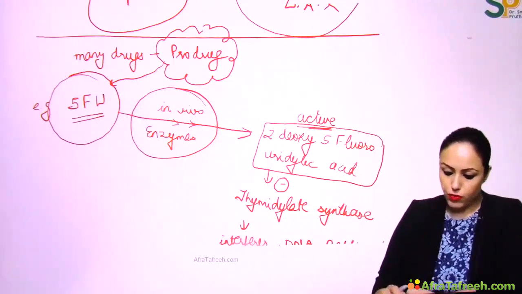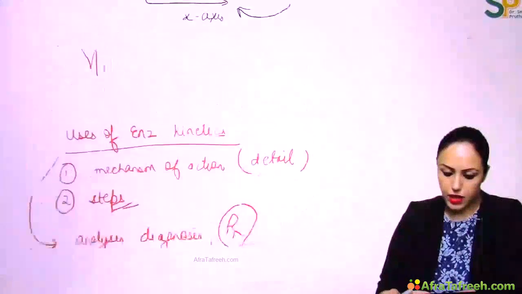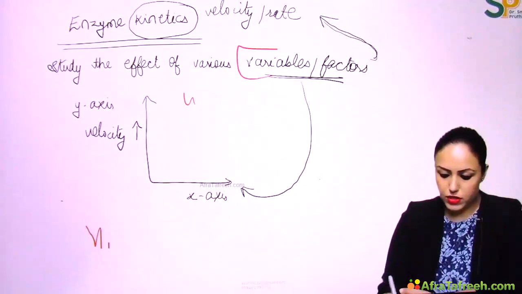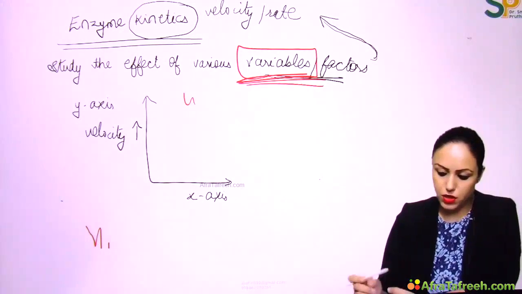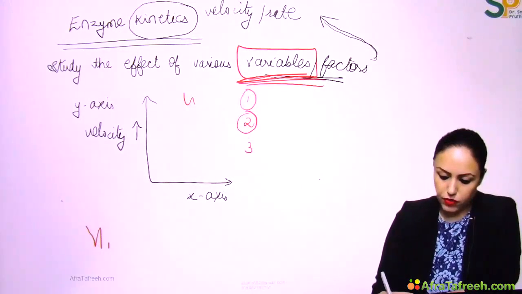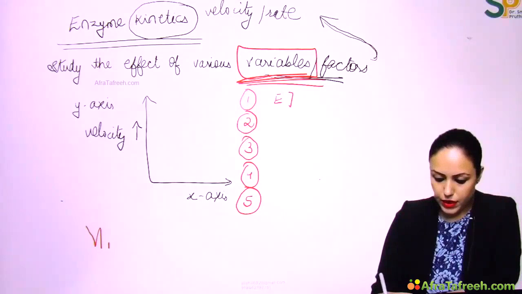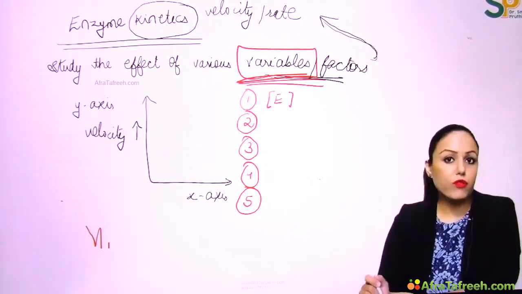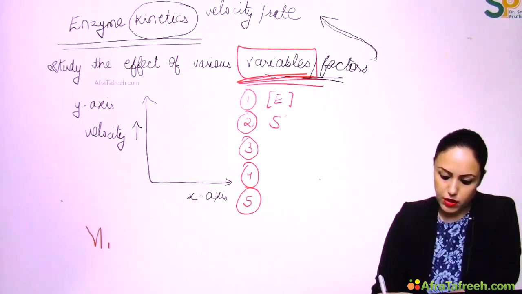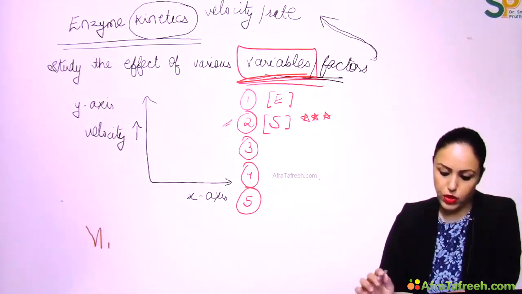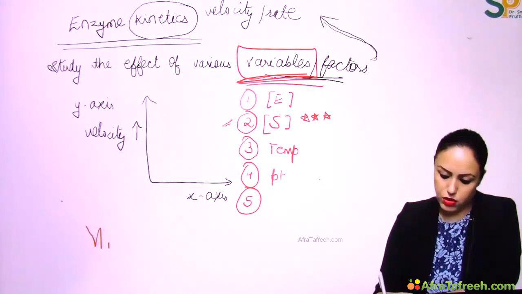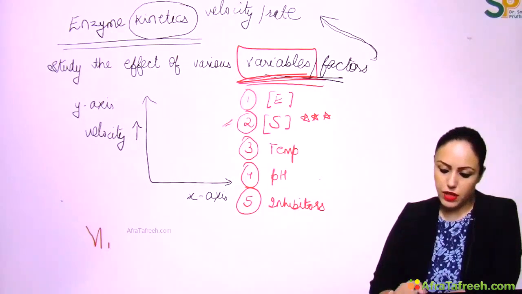Okay. So now, in enzyme kinetics, we study the variables. We will be taking 5 variables one by one. First, we will take enzyme concentration, the effect of enzyme concentration on the velocity. Then we take substrate concentration, which is very, very important. There are so many questions on this point. Then we study the effect of temperature, then pH, and then inhibitors. Okay, let's take them one by one.